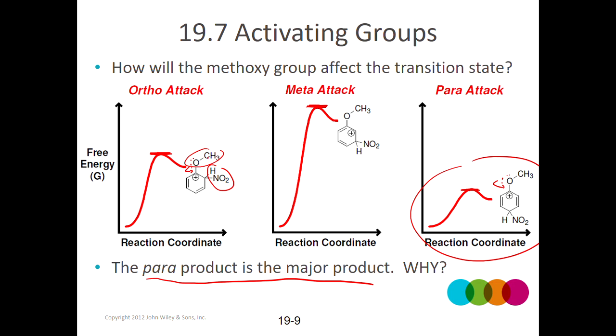If I made the methyl into an ethyl or propyl or larger, then this difference would be even more pronounced, because that would create even more sterics with any incoming electrophile at the ortho position. So even though it's stabilized by resonance, the sterics would kind of destabilize it compared to the reaction at the para position.